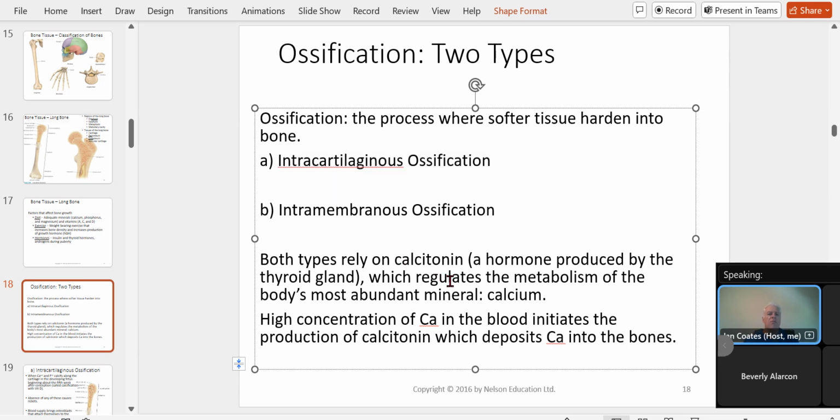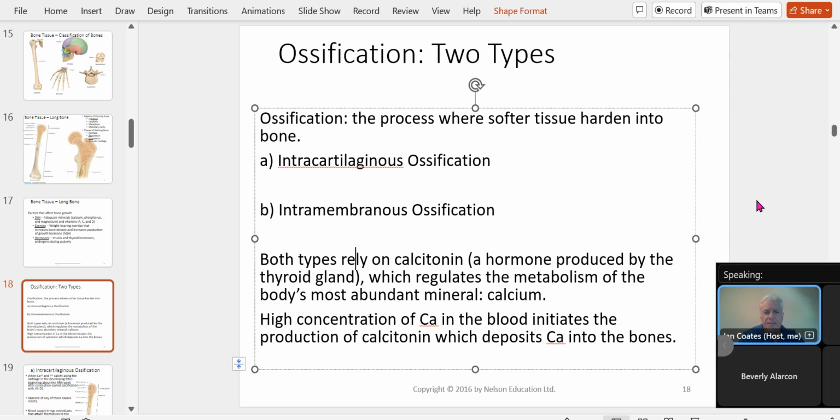Both rely on the hormone calcitonin, produced by the thyroid, which regulates the metabolism of the body's most abundant mineral, calcium. Calcium is so important, we just don't throw this stuff out. There's two hormones that are involved in its regulation alone. Like Mama always said, drink milk because it gives you strong bones and strong teeth. Well, what Mama didn't tell me is that if I don't eat calcium, then no neuron would fire. No muscle would fire. Okay, that's how important an ion nutrient this is for us, okay?